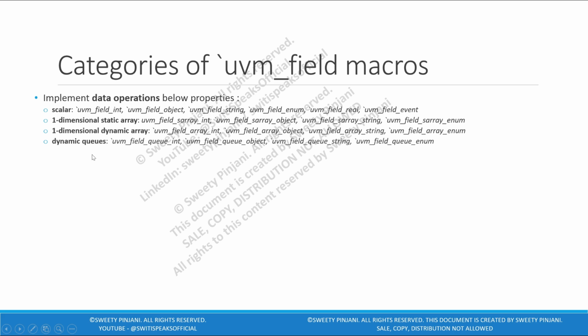Then we can also have queues. Queues are dynamic. If you want to implement data operation for queue of integer, use UVM field queue int. For queues, the prefix is UVM field queue. If you want to implement data operation for UVM based object, then use UVM field queue object. Then data operation for queue of string will be UVM field queue string. Data operation for queue of enum will be UVM field queue enum.